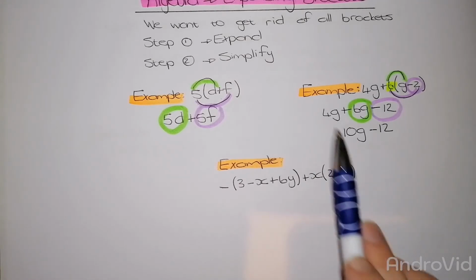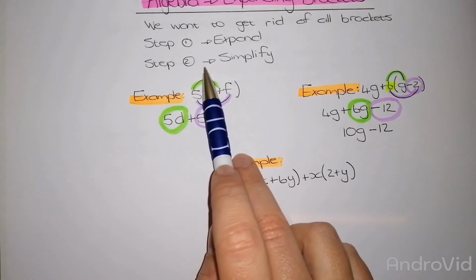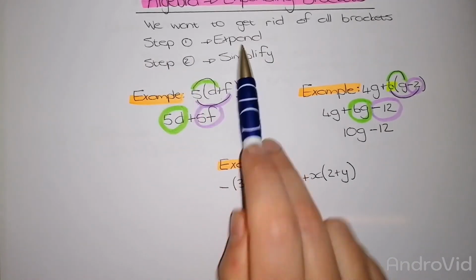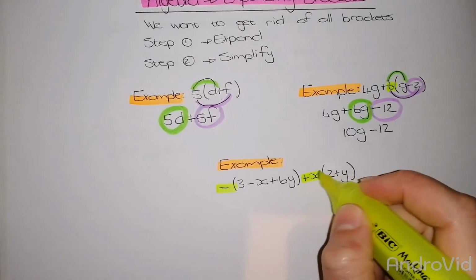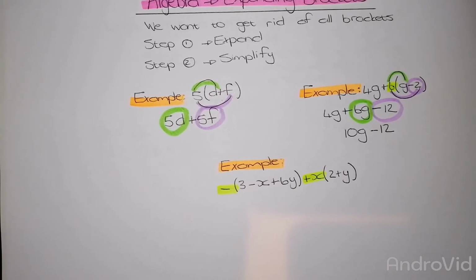So once again, with expanding brackets, there's two steps. The first one is expanding the bracket and the second one is simplifying. We need to take everything that is outside, or the term that's outside, multiplied with what is inside. So the first bracket has just a negative and the second one has a positive x.